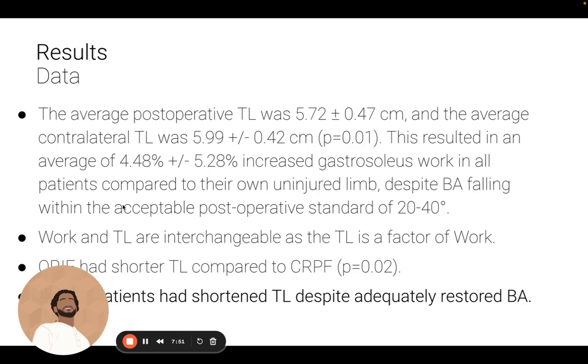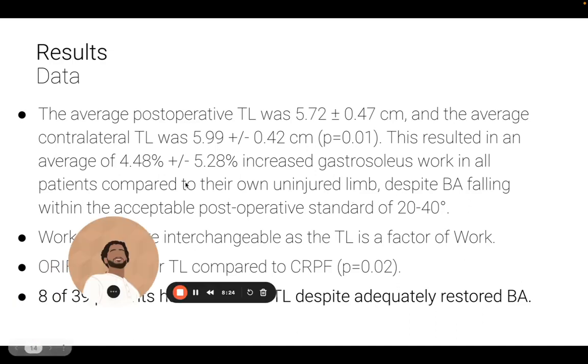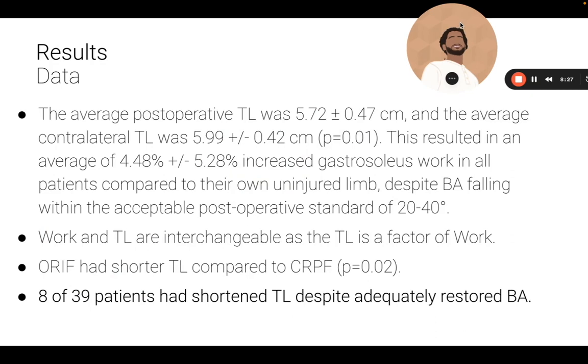Now, 4.48% might not sound like a lot. However, on a day-to-day basis, roughly 4 to 5% increased work on the gastrosoleus complex can lead to fatigue, discomfort, pain, and so it can be a pretty substantial number. Now, we found this increase despite the BA falling within the acceptable postoperative standard of 20 to 40 degrees. And as I said earlier, work and tuber length are interchangeable, as tuber length is a factor of work.